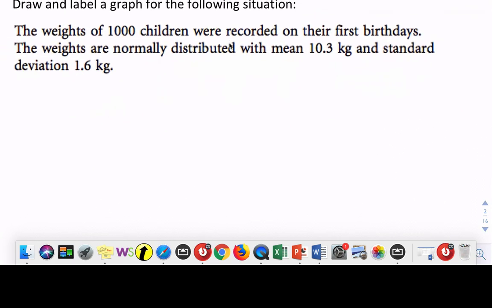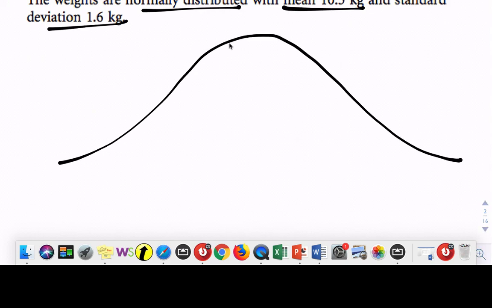Draw and label a graph for the following situation. The weights of 1,000 children were recorded on their first birthdays. The weights were normally distributed. Here's the average, and here's the standard deviation, 1.6. All right, so I'm going to draw my graph. And we draw a line down the middle. In a normal distribution, the middle is the average and the median. So this is 10.3.